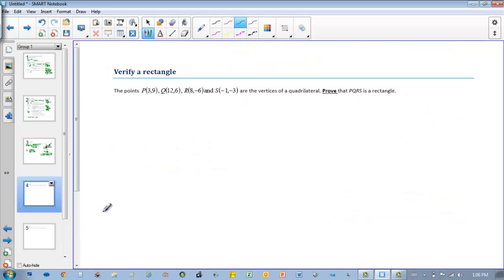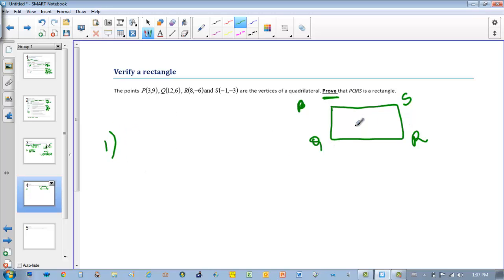In the next example, we have to verify that quadrilateral PQRS is a rectangle. We have to prove that it is a rectangle. Same thing, check that the points that are given to you are in the proper order on the graph. Now, let's think about what it means for something to be a rectangle. I'm going to assume that P, Q, R, S are in the proper order. Let's think about what it means for a shape, a parallelogram, or a quadrilateral to be a rectangle.